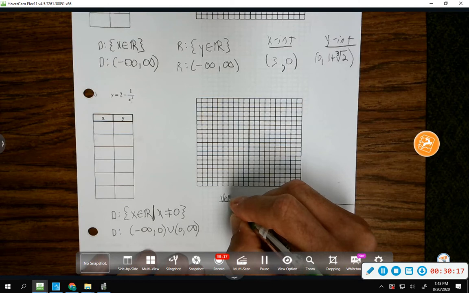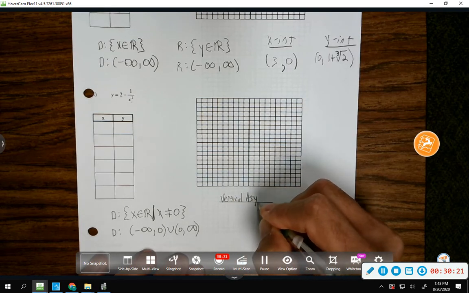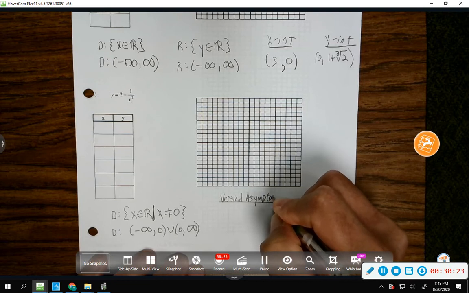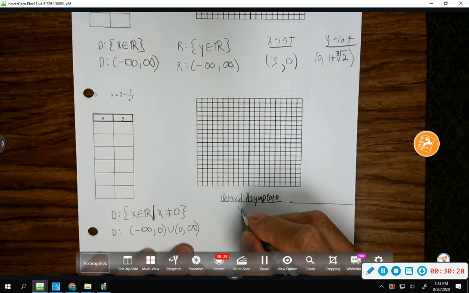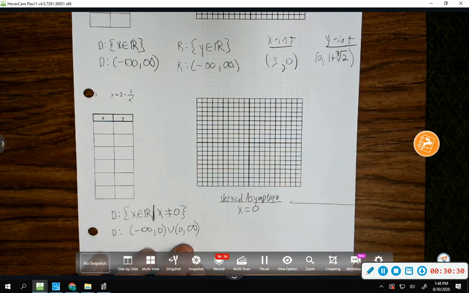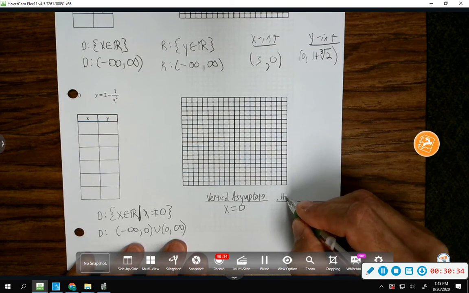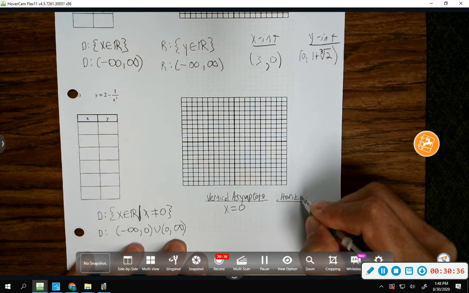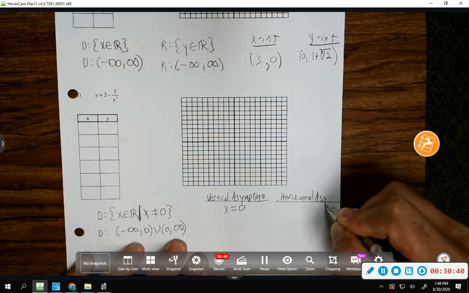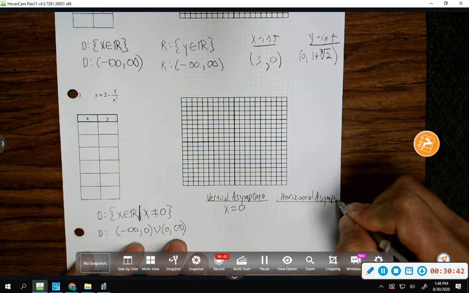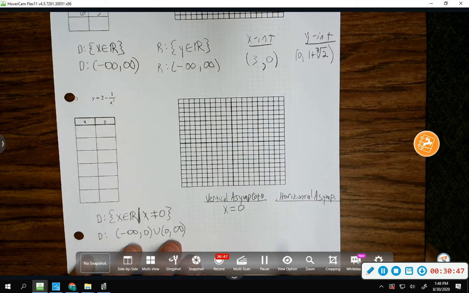This is a vertical asymptote. Okay? So x equals 0 is a vertical asymptote. The horizontal asymptote here gets a little tricky. Horizontal asymptote, I'll just abbreviate it there. I'll always have it spelled out for you most of the time on tests and quizzes.